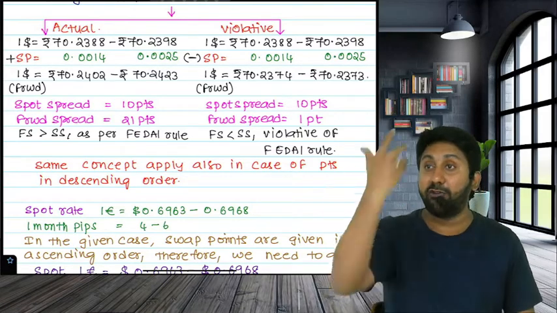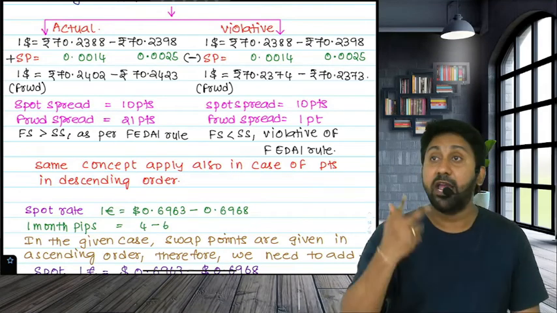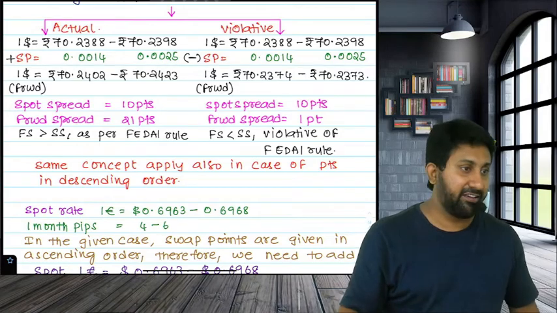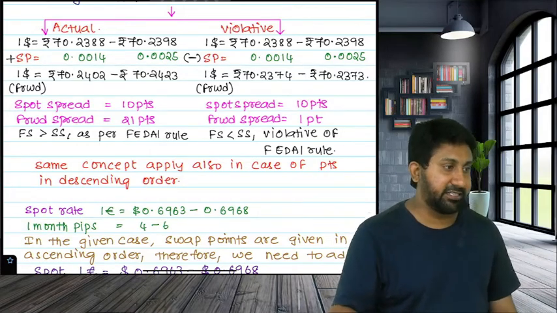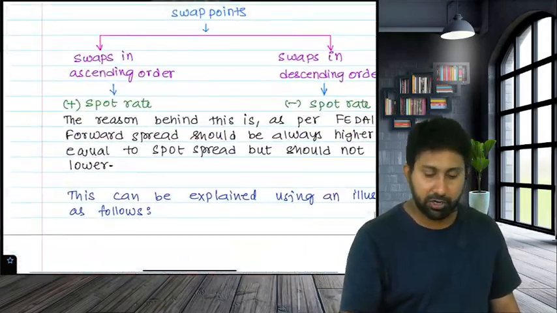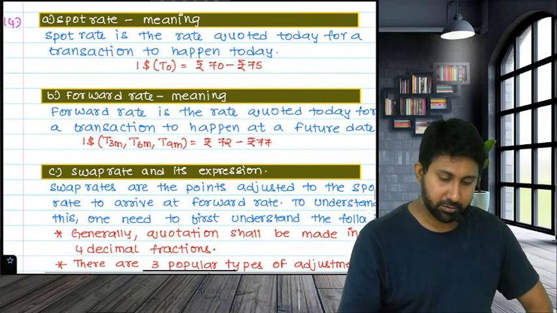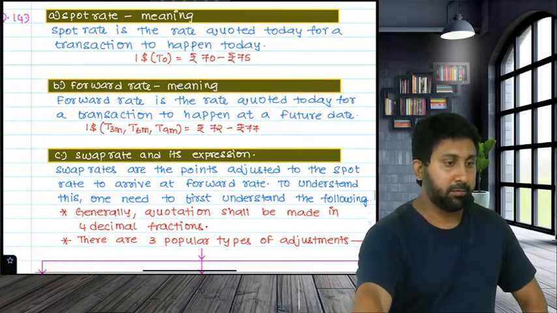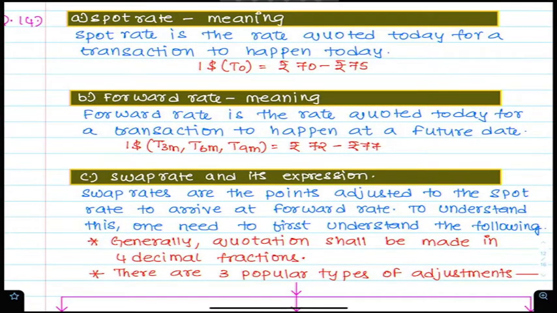I will not enter into forward. If you don't enter into forward contracts, exports and imports get damaged, GDP is damaged. So they are very, very serious about this. The same concept applies in case of points in descending order. Am I clear? So let's write down the notes clearly. Write down the notes.